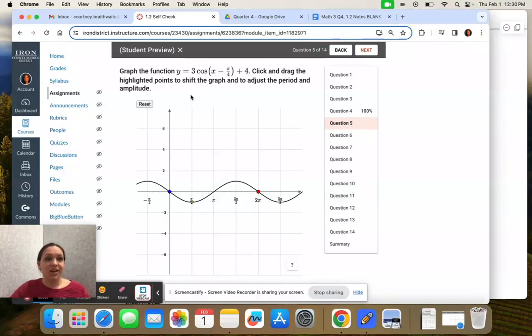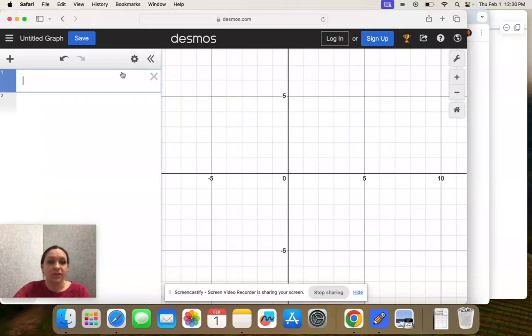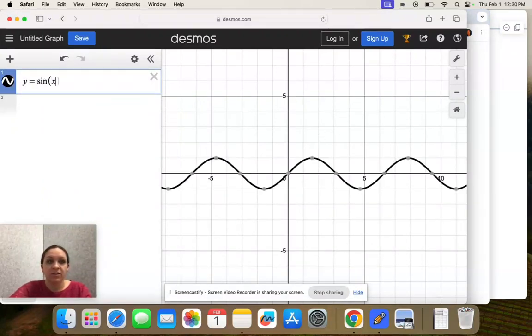Okay, question 5. Graph the function y equals 3 cosine (x minus pi/4) plus 4. So we're going to move the points, and notice we're starting with a cosine graph, but this is always set to a sine graph. So we need to move it, so we're looking at cosine. The difference between those is, remember, sine starts at that 0, 0. That's what our graph's doing now.